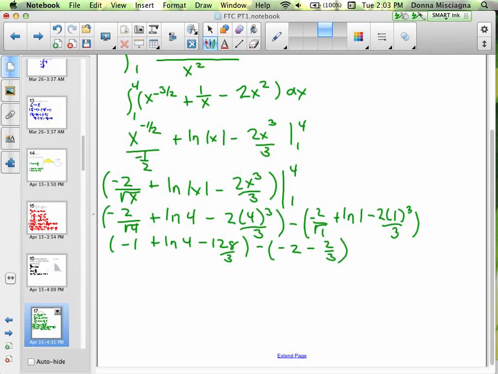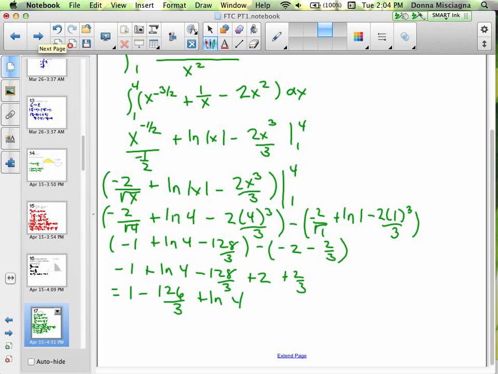So again, why don't we distribute the negative, and then we'll combine. So we have negative 1 plus natural log of 4 minus 128 thirds. Minus a negative 2 is plus 2. And then plus 2 thirds. All right, so we can combine negative 1 and the 2. That's going to be 1 plus, minus 128 and 2 thirds there. That's going to be minus 126 thirds, which we could simplify, plus natural log of 4.